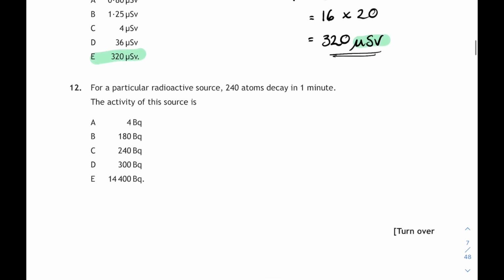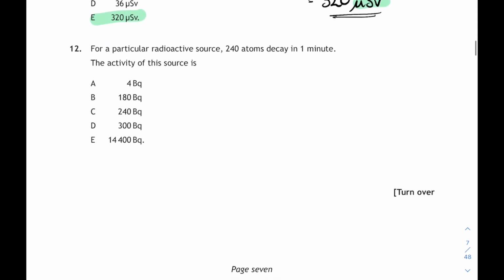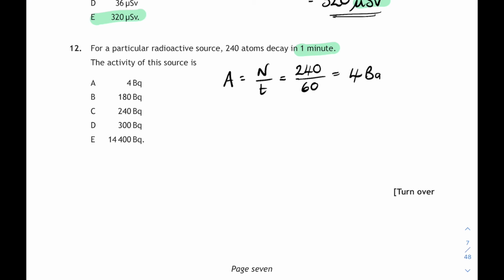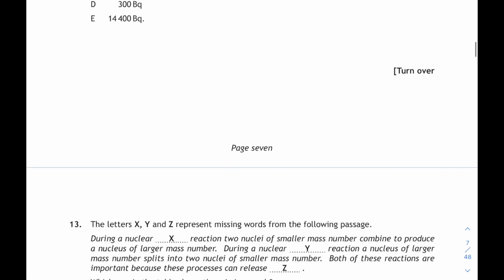Moving on, question 12. For a particular radioactive source, 240 atoms decay in 1 minute. Activity is the number of decays per second. So 240 divided by 60, that's equal to 4 becquerels. Corresponds to answer A, 12A. Nice and straightforward.